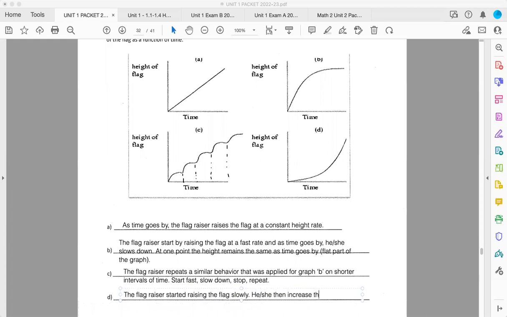increased the speed or increased that height exponentially as time went by. Okay, so these are good descriptions of what's going on with A through D.